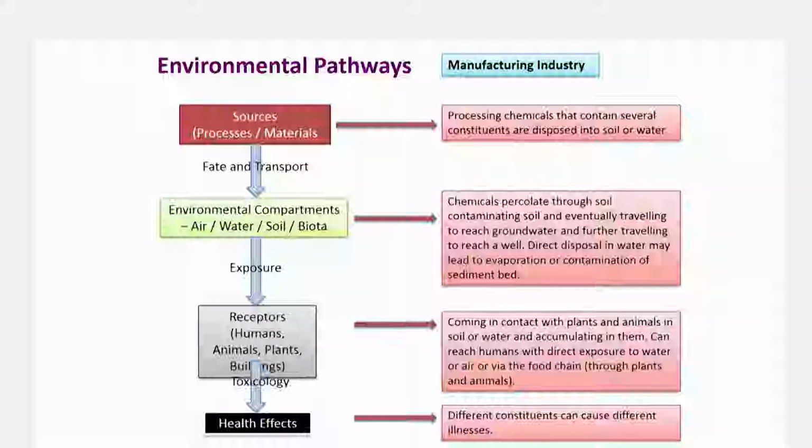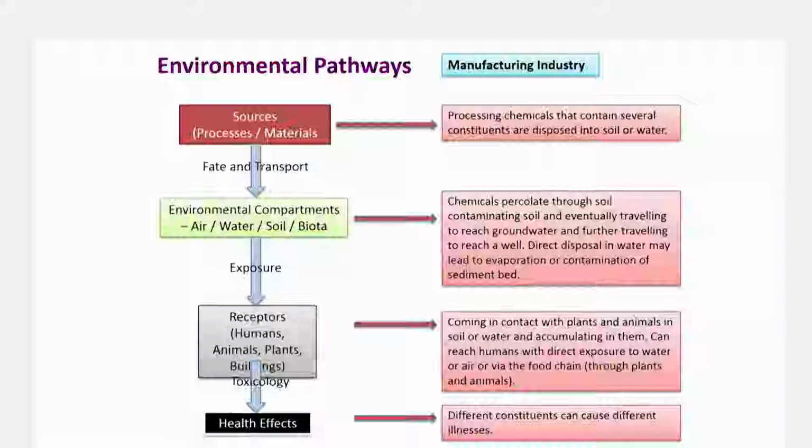The third example is a generic example: for any manufacturing industry, we have several processing chemicals that are used in the industry, and as a result there is a waste stream. Every industry has some waste stream, which may be released into water, soil or air. If released into soil, they percolate into the soil, contaminating it, eventually traveling to reach groundwater, and further traveling to reach a receptor through a well. Direct disposal in water may also lead to contamination of sediments, as we saw yesterday.